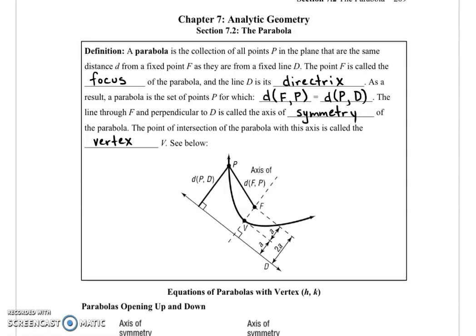So what do we have here? Let's make some colors. So the two distances that are the same are this distance and this distance. They always have to be the same. The focus is right here, that blue spot. The directrix is this green line here.